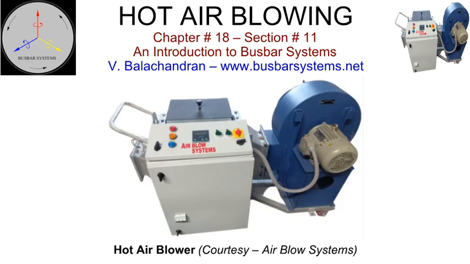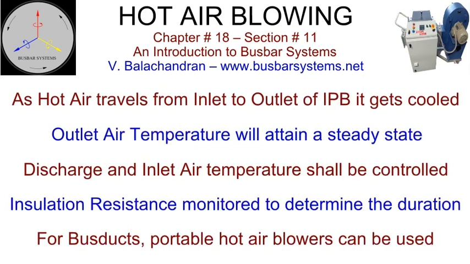Redundancies can be built into the system as desired and mutually agreed upon. In a power station, hot air blowers are mounted on trolleys to cater to the requirements of a number of similar units. As the air travels through the annular space, from the inlet to the outlet, of the isolated phase bus, it will get cooled.